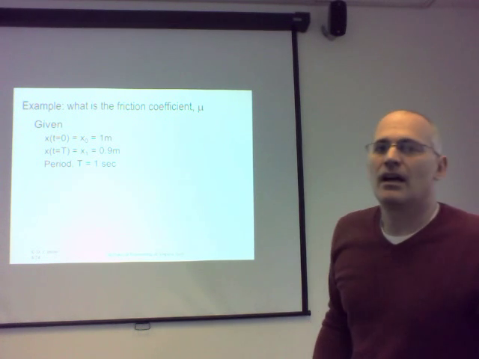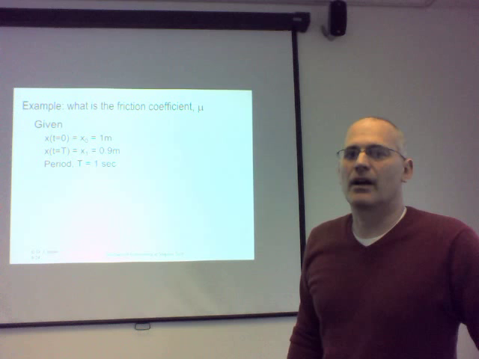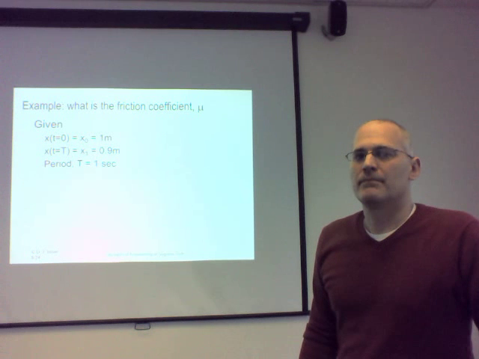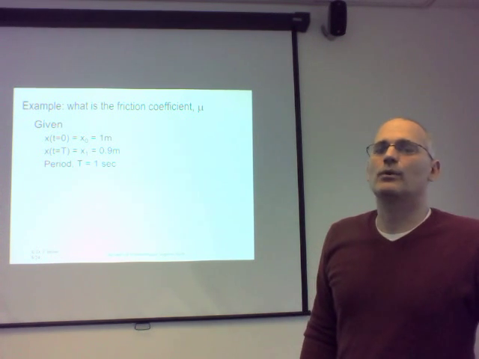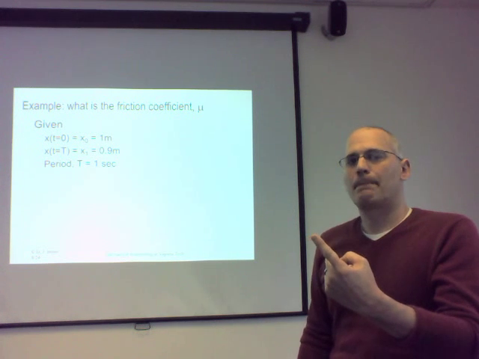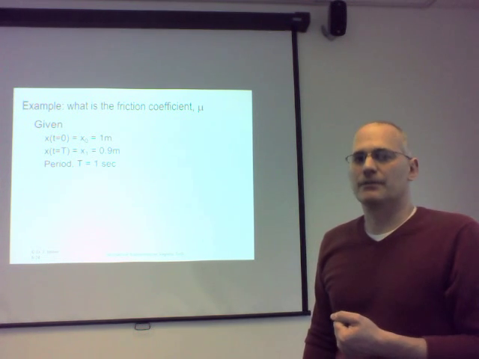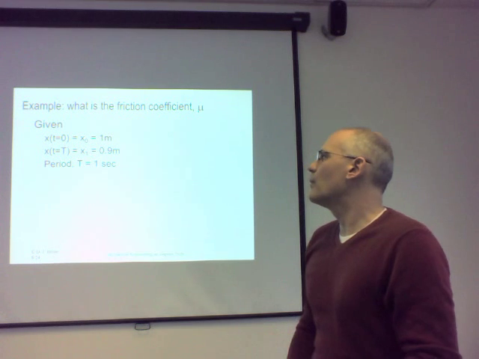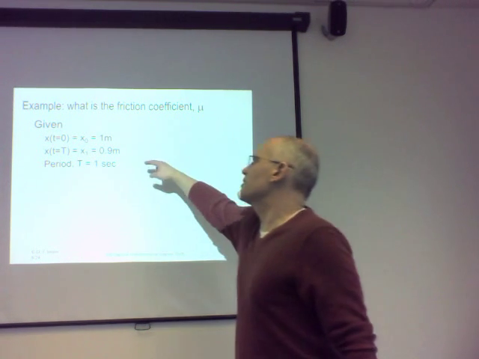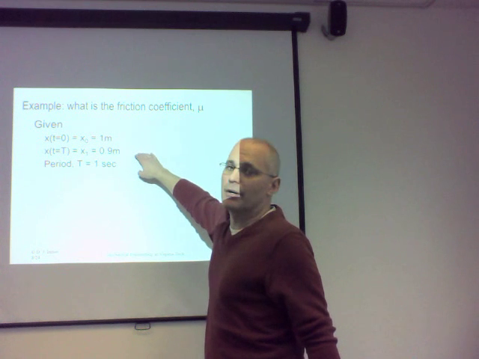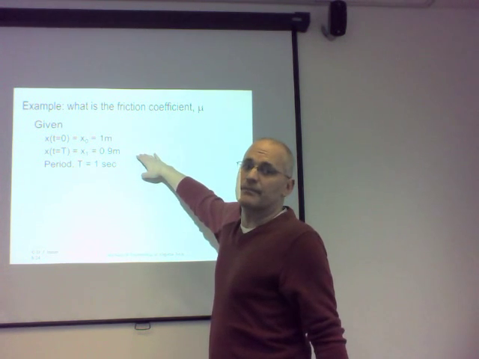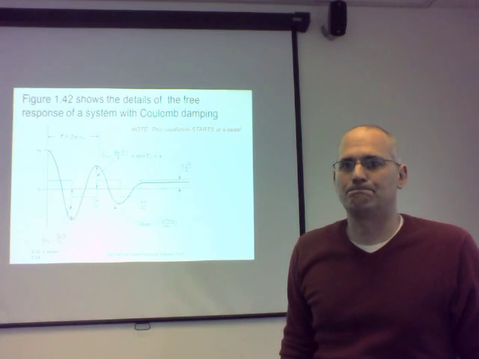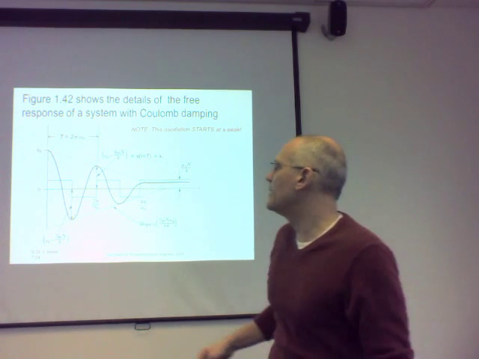All right, let's do an example. What is the coefficient of friction mu? We're given the initial position x naught is 1 meter. And we know that x at t equals capital T, 1 period, has decreased to 0.9 meters. Okay, and the period is 1 second. So what is the coefficient of friction mu? Well, we have this decrease. We know we've decreased 0.1 meter, 100 millimeters, in 1 second. Okay, that's how much we've decreased. So let's go back a slide. Okay, our decrease.